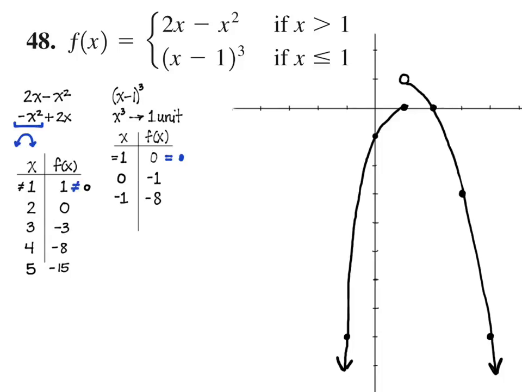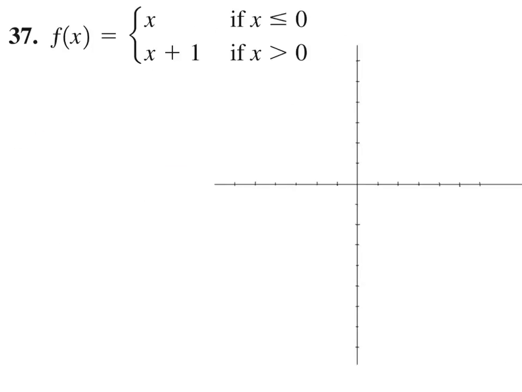So that's number 48. Let's look at the next problem. Number 37. This function has two parts. One is this x, which is a perfect diagonal function. It's the diagonal line. And x plus 1 is also a diagonal, but it's been moved up 1 unit. I'm still just going to use a table of values to figure this out.